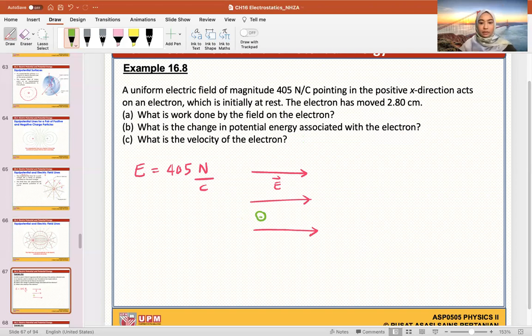Okay, so initially it is at rest. So we know that VI is equal to 0. The electron has moved 2.8 centimeter. So delta X, we don't know the direction, but it says that it's 2.8 centimeter, and I need to convert everything to SI. I don't know the direction yet, so I'm just going to write it like that, 2.8 times 10 to the minus 2 meter. So that is my displacement. So I start from rest. I have an electric field.